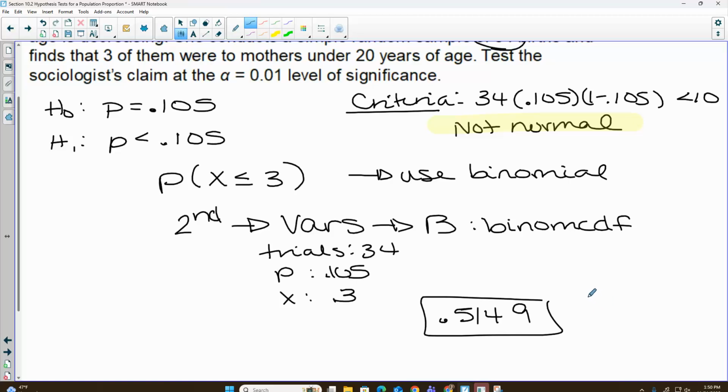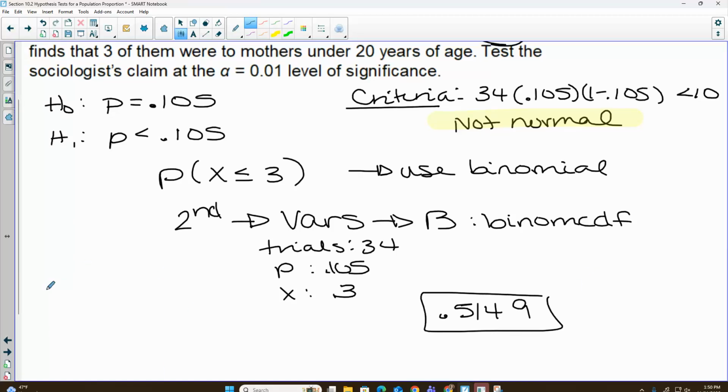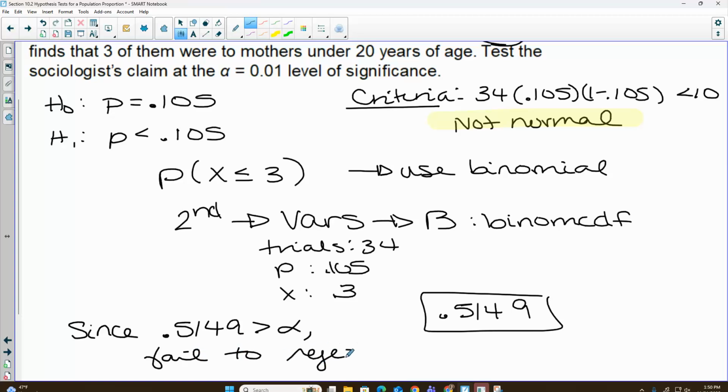Now, I'm not going to make you do this often, like on a homework, but the majority of what we're looking at is going to be the ones that we can use our normal distribution for. So, would I reject or fail to reject? Failed. That's greater than alpha. So fail to reject. All right. Any questions?